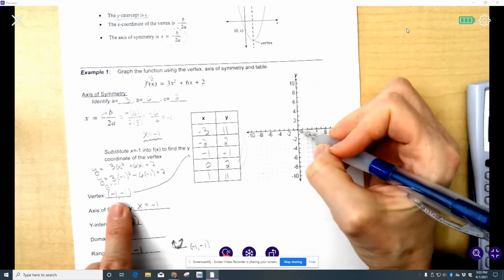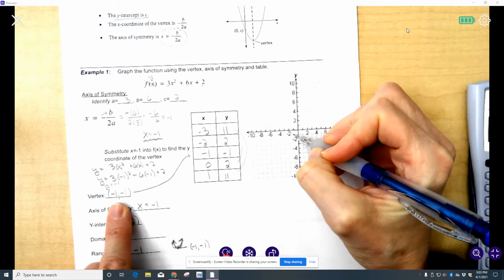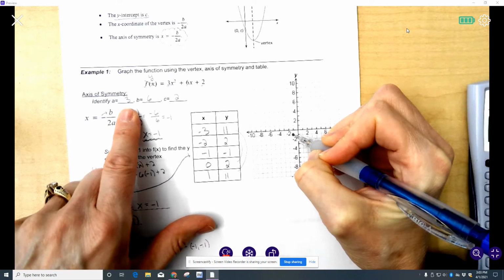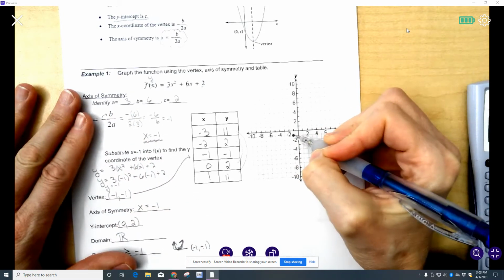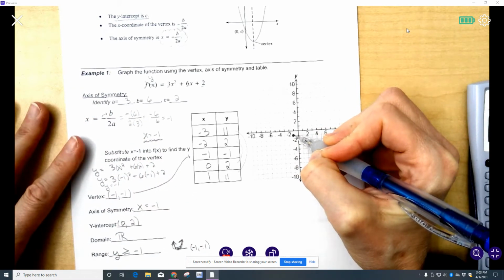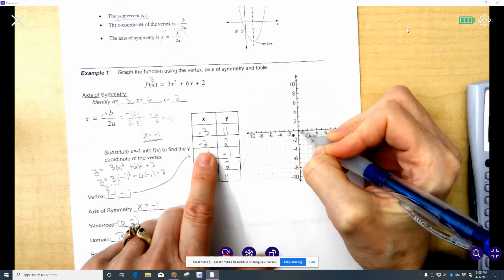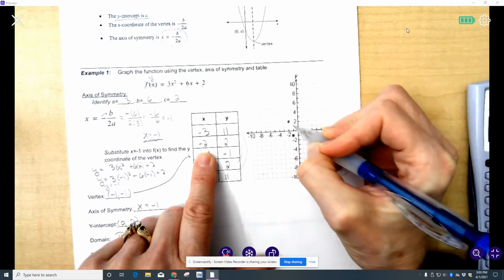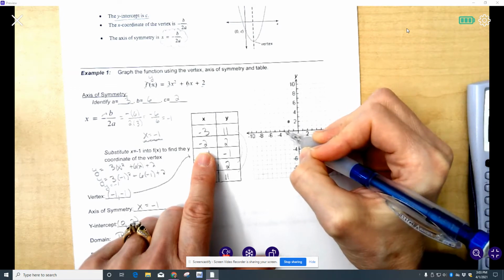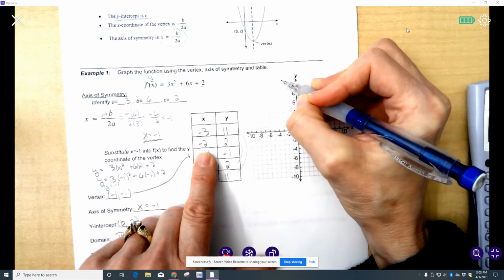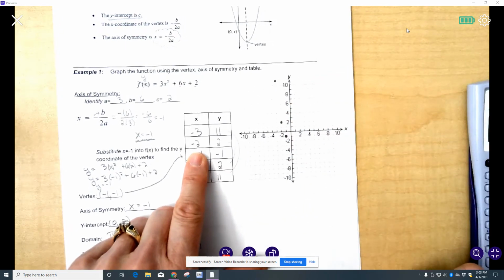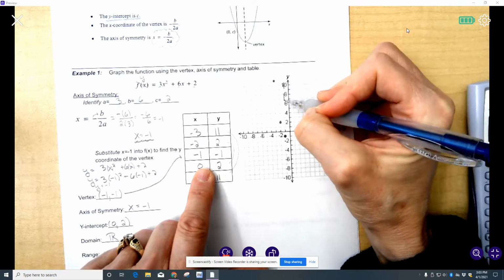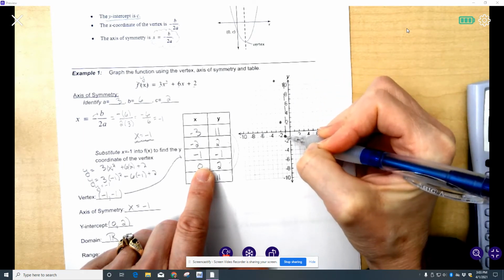Graph your vertex first, over -1, down -1. Start to picture. A is positive, so this graph is upward facing. This is going to be the lowest point on my graph. Okay, over -2, up 2. Over -3, up 11. I'm going to add that coordinate point right there. Now I'm going to draw in my axis of symmetry. So draw that dashed line that goes right through your vertex.